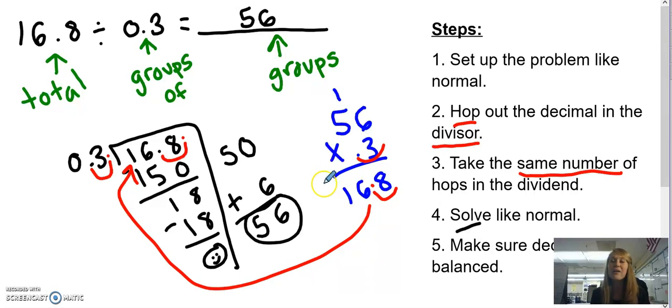So there you have it, how to divide a decimal by a decimal using partial quotients. The key is to make sure that those hops are balanced.